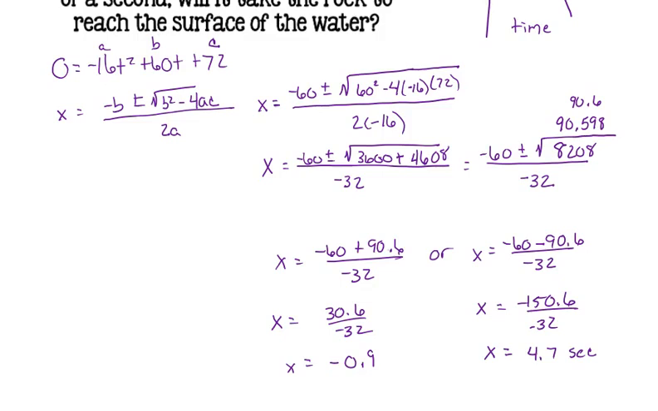Now remember, that's a plus or minus, which means there are 2 solutions that we need to look for. So I divided them up, and when we put them together, I end up with x equals negative 0.9, or x could equal 4.7. Now remember, x is time. Time is never negative. So this is not an option. Therefore, the answer would be 4.7 seconds.